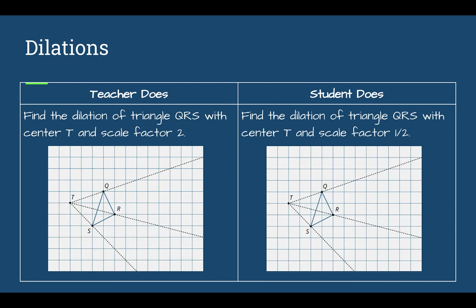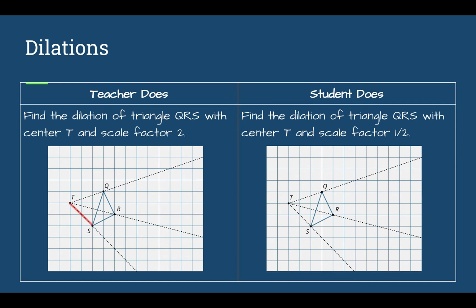Let's look at a different shape. So here, we're already given the imaginary lines drawn for us. This time, T, our center, is outside the shape. So we still drew lines from T through each vertex, each corner of the shape, and I want to dilate with a scale factor of 2.